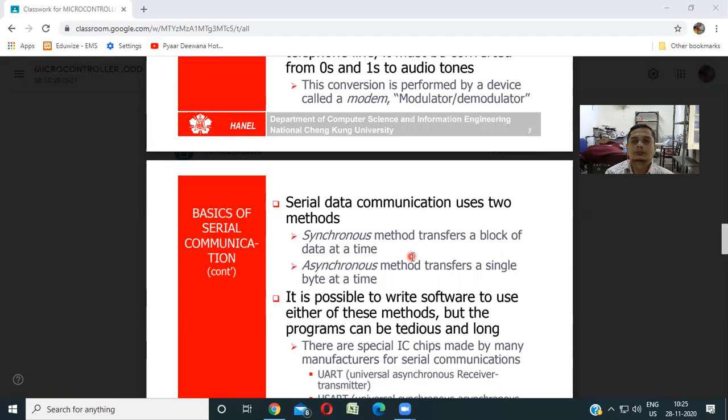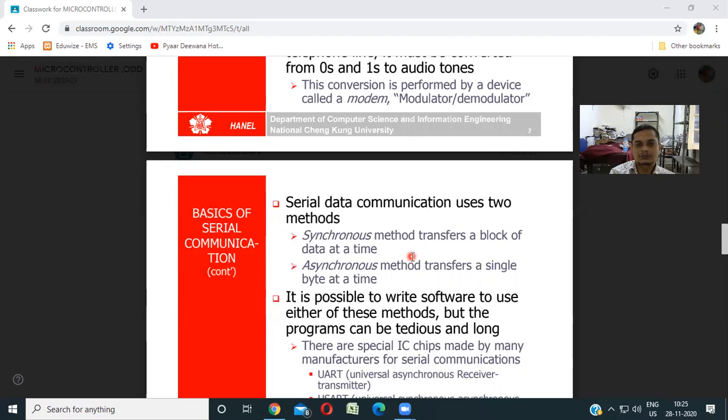Now let us discuss serial data communication. There are two methods employed to implement serial data communication. The first method is called synchronous, and the second one is called asynchronous.